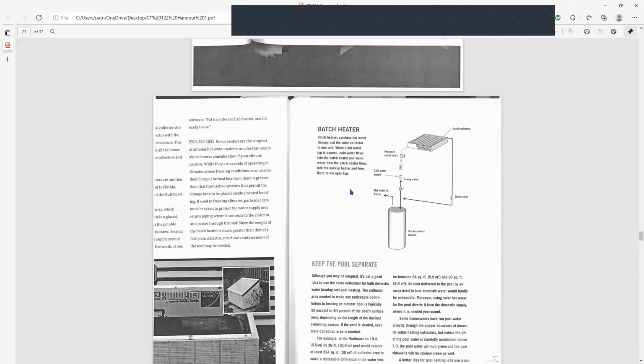Then there's a thing called a batch heater, a batch collector. And sometimes these have storage where they can store a lot of the heat up here. And we'll see versions of that. That's what I was telling you about in Europe, where the storage and the panel are all one unit.